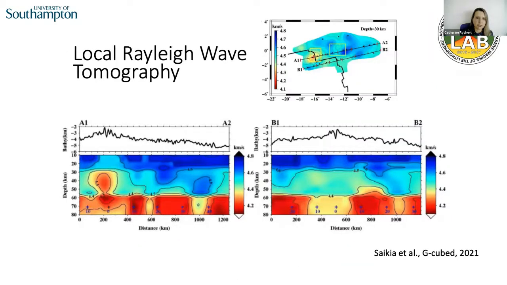And local Rayleigh wave tomography also supports this. You can see that in the south, this is the southern transect, there's a pretty gradual transition off axis, and so receiver functions might be able to image that. Whereas when we look directly beneath the ridge in the north, you can see that we have these really abrupt slow seismic velocities, and so that would be really difficult to image with receiver functions.